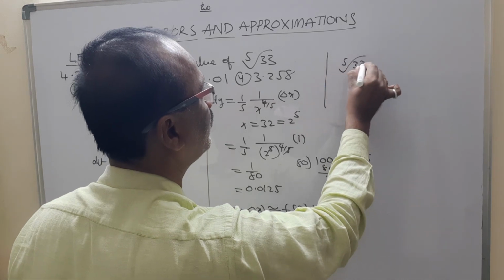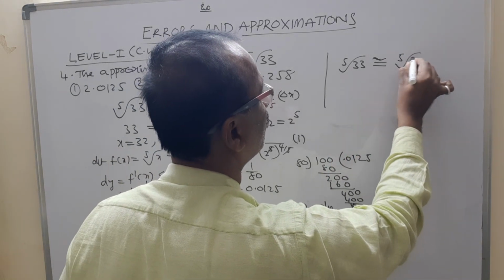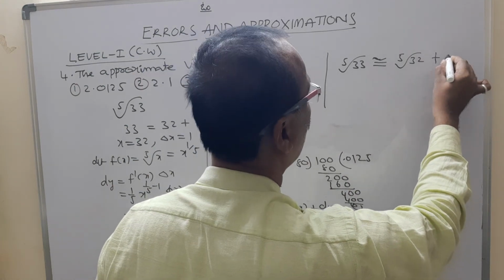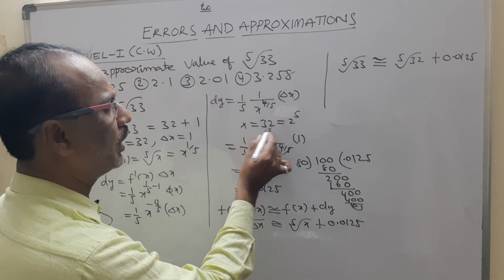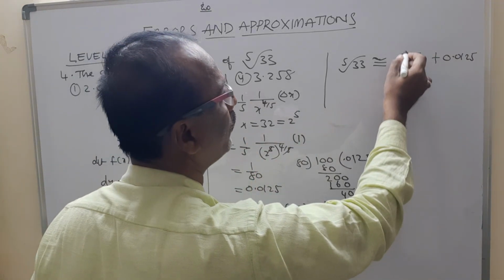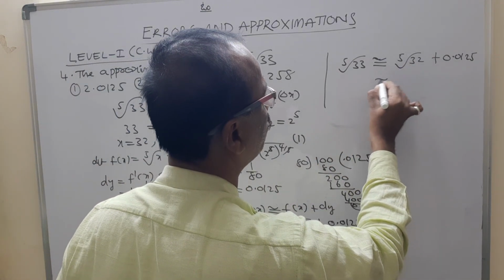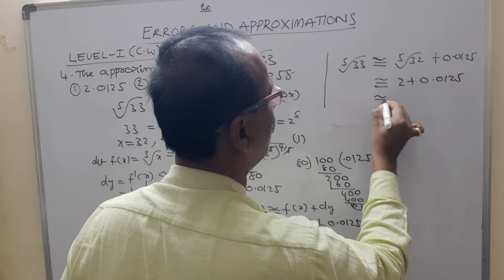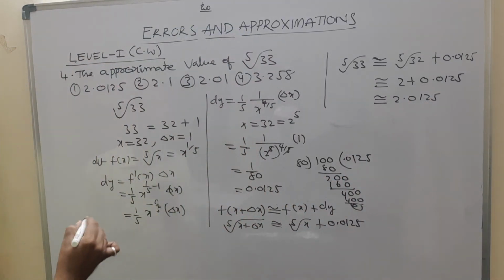Fifth root of 33 is approximately equal to fifth root of 32 plus 0.0125. Here x is equal to 32, and 32 is equal to 2 power 5. 2 power 5, whole power 1 by 5. 5 gets cancelled. Fifth root of 32 value is 2. So 2 plus 0.0125 is 2.0125. This is the first one, which is correct.